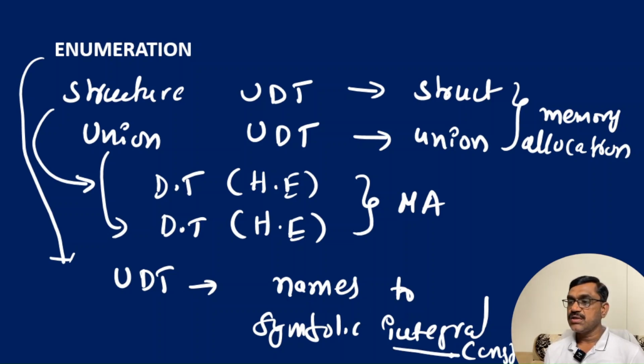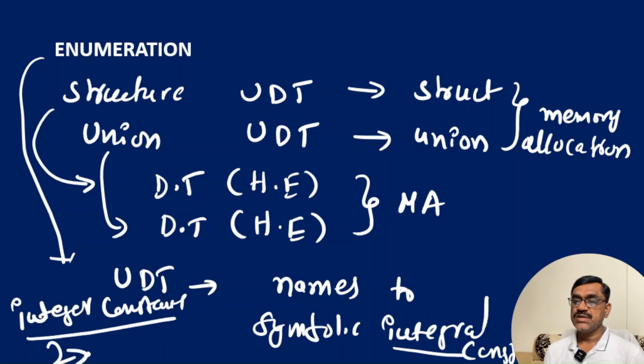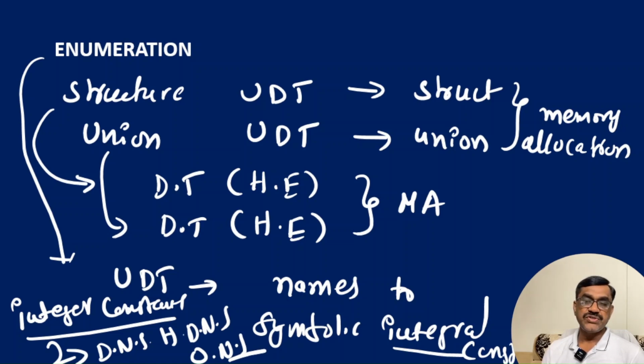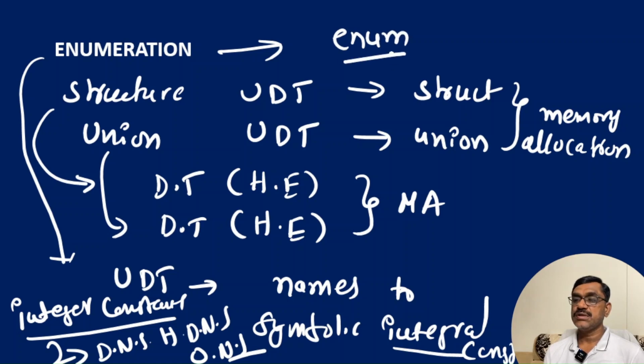What do you mean by integral constants? It means that we are talking about the integer constants. These integer constants can be represented by using the decimal number system, or hexadecimal number system or octal number system, right? This is the main use of enumeration. Now, how is the enumeration data type created? Enumeration data type is created by using the keyword enum. That is very, very important.